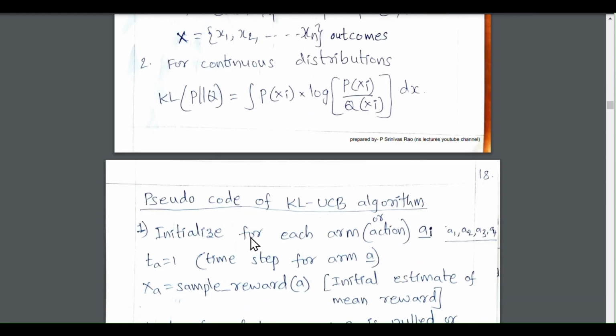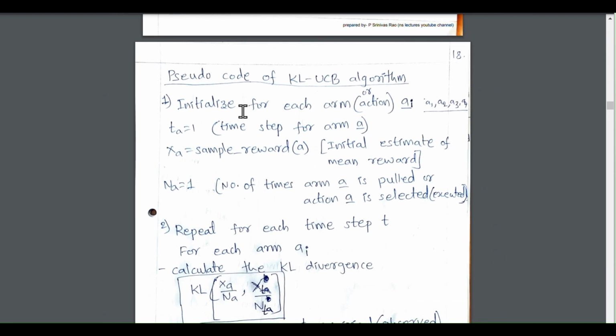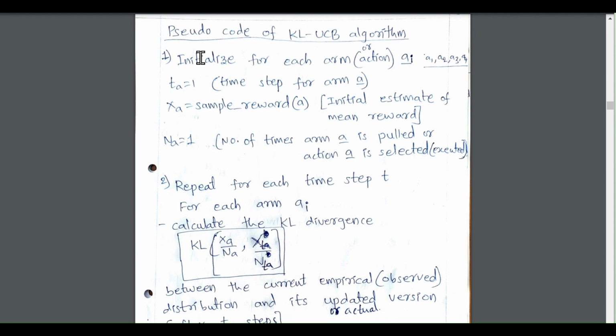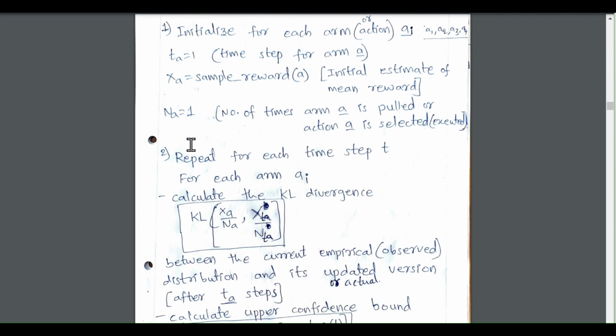Integration symbol. So this is the pseudocode for the KL-UCB algorithm. First, we need to initialize the actions and time for each action, such as A of i, where i equals 1, 2, 3, 4. Actions A1, A2, A3 are initialized with the time step T of a equals 1 for each action, and X of a is a sample reward, and N of a is the number of times that action is selected or that arm is pulled.